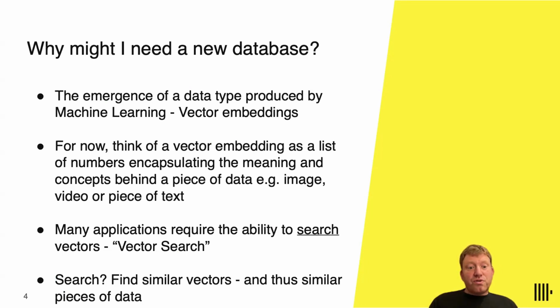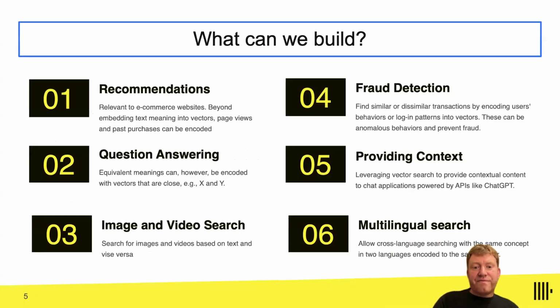And many applications require the ability to search these vectors, and this is a capability known as vector search. So what is search in this instance? Well, it just basically means taking the vector for a piece of data, like an image, and finding similar vectors for other pieces of data, and thus finding similar pieces of data, or similar images in that case. Okay, so if we have this vector search capability, what can we actually build? Well, this isn't an exhaustive list, it's just some examples.